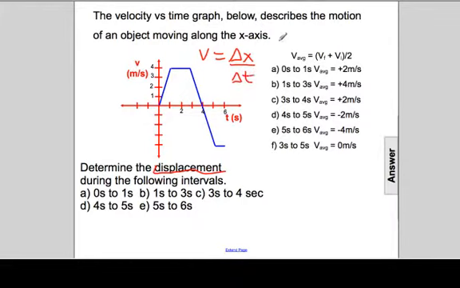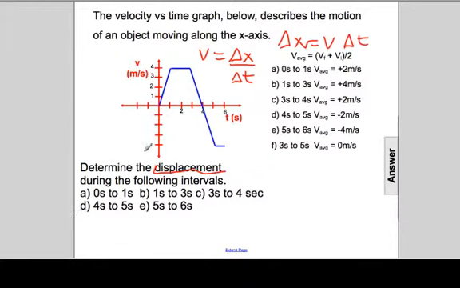I'll rewrite: displacement is the average velocity times the time interval. So if we know how fast we've moved on average and the elapsed time, it will allow us to find the displacement. So let's find the displacement for each of these intervals. And we'll start down here. We use the margins in order to perform the computation.